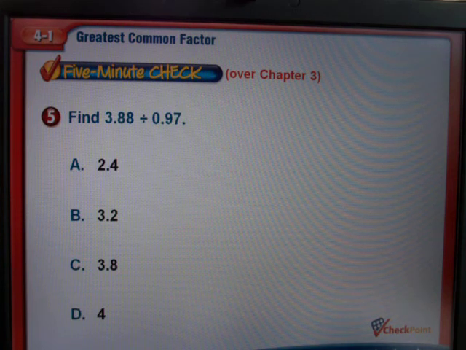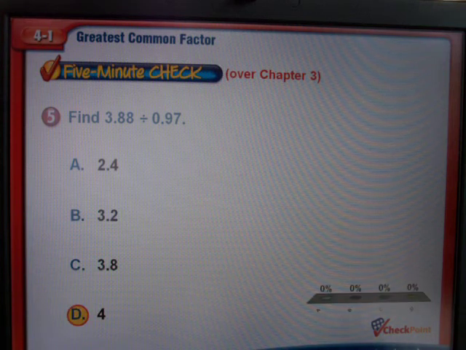Now we're going to take 3 and 88 hundredths divided by 97 hundredths. Is the answer A, 2 and 4 tenths, B, 3 and 2 tenths, C, 3 and 8 tenths, or D, 4? And your answer is 4.